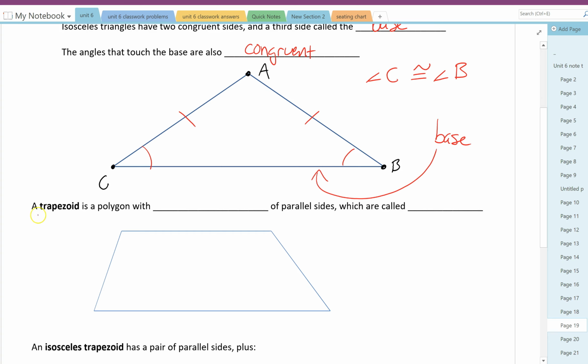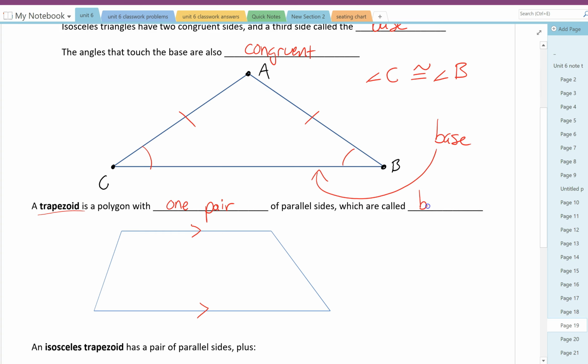Okay, the first new thing we're going to talk about is a trapezoid. And so a trapezoid is a polygon with one pair of parallel sides. So if I look at this trapezoid I have here, I can tell obviously that this side right here and this side right here are not parallel, because if I kept extending those lines out, they'd run into each other. And we know parallel lines don't touch. And so on this trapezoid that I've drawn here, that's my one pair of parallel sides.